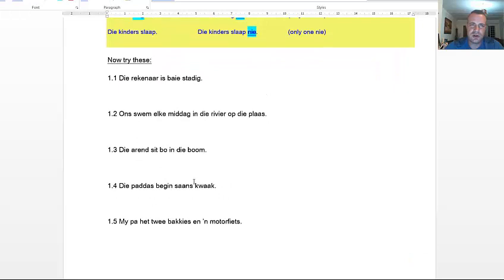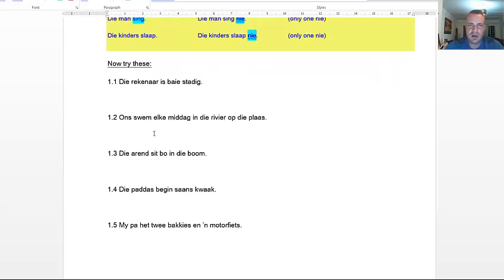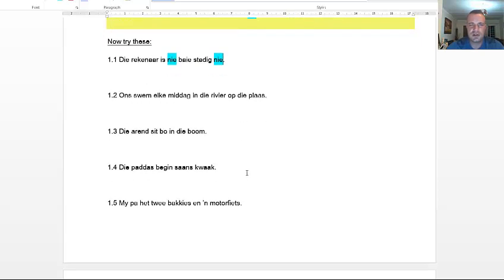So let's look at a few examples here. Die rekenaar is baie stadig. The computer is very slow. They're going to say to you, change the sentence into the negative, or into the ontkennende vorm, the negatief. Then you look for your first verb. There it is. Put a ni after the verb and a ni at the end. Done. After the verb and at the end of the sentence.